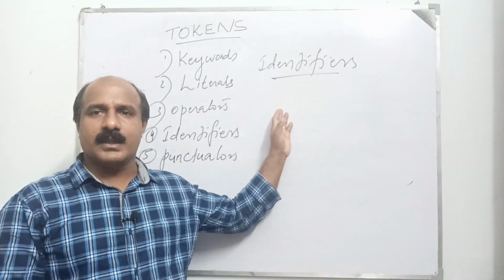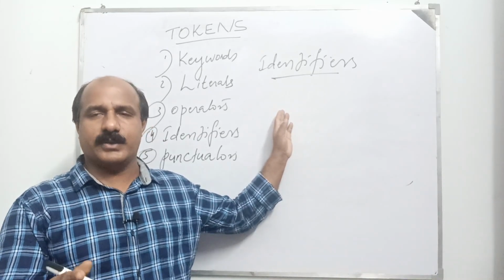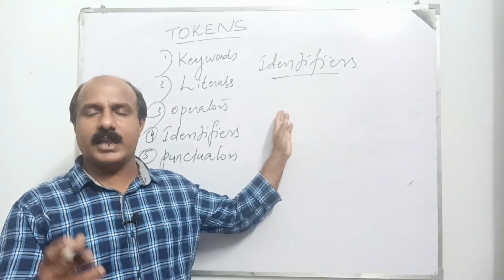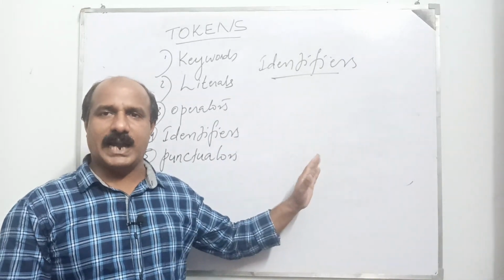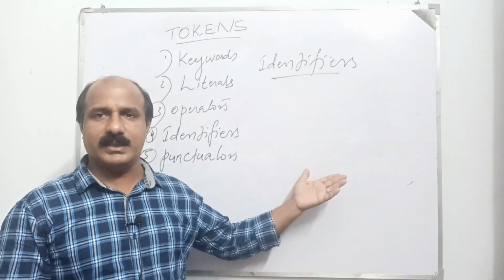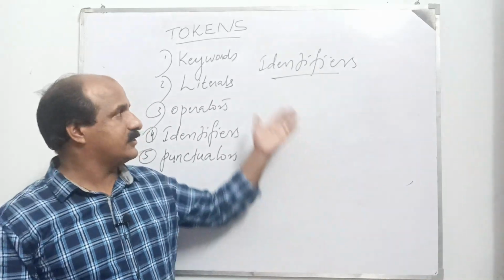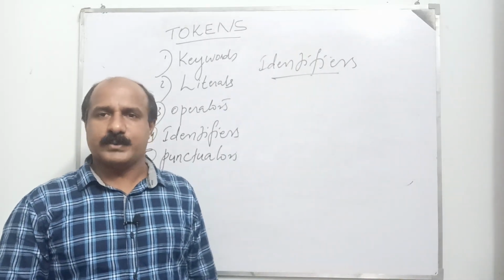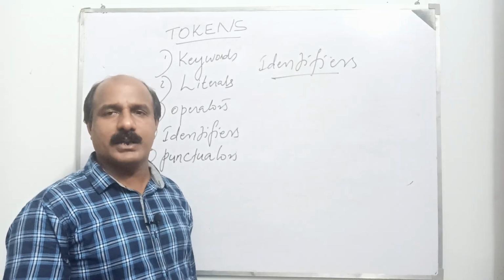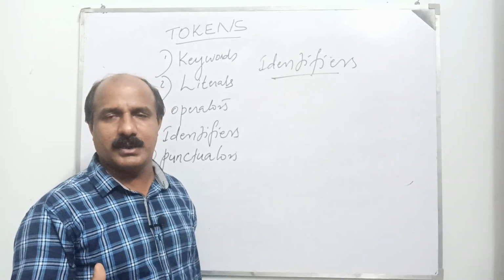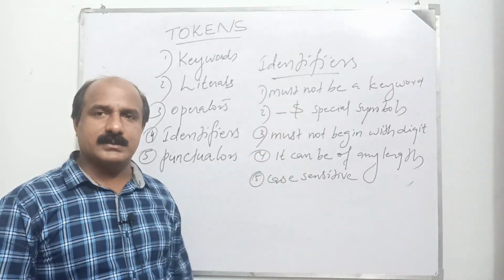Identifiers. See, in school you are identified with your name. We call you with your name. Name is very important. So identifiers mean the same thing: identify something. That something is class name, variable name, etc. There are certain rules for identifiers. The first rule is you cannot give just any name as an identifier. If you want to give a name for a class or a variable, there are certain rules. The first rule is it must not be a keyword.